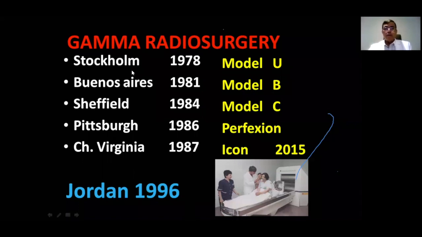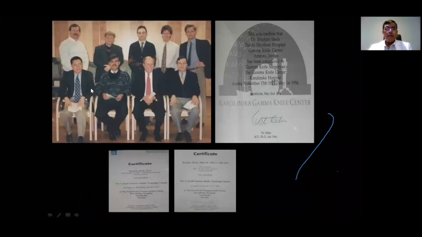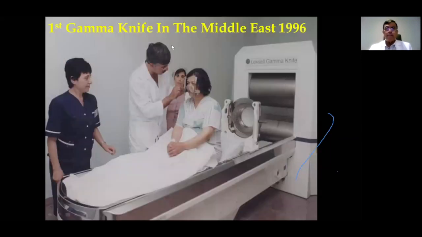History of radiosurgery or gamma knife: Stockholm 78. Next was Buenos Aires, Sheffield, United Kingdom, Pittsburgh, United States, Charlottesville, Virginia 87, and Jordan here is 96. And this is me in training in gamma knife. This is Ben Carlson, our mentor, and you attend your certificates. And this is the first gamma knife in the Middle East. This is me, 25 years younger, treating the very first patient with vestibular schwannoma.